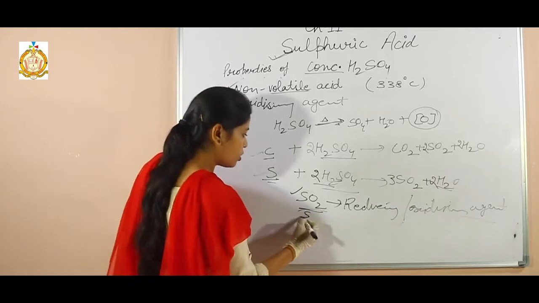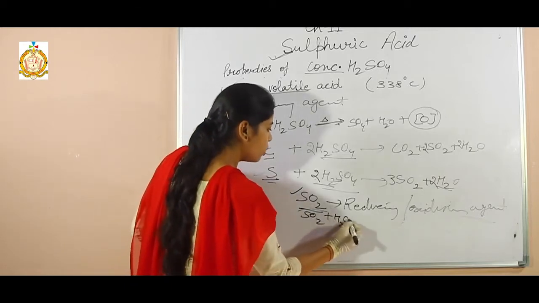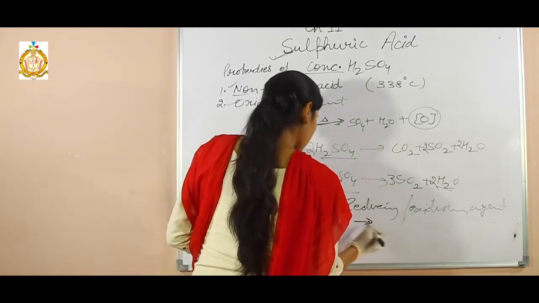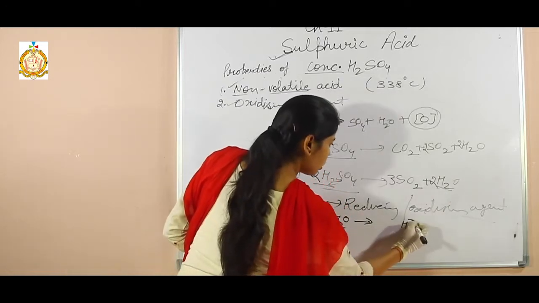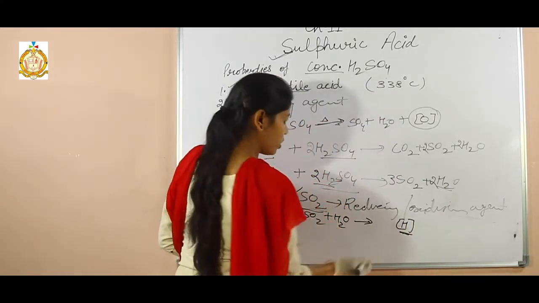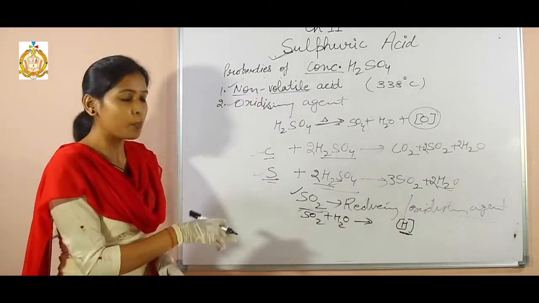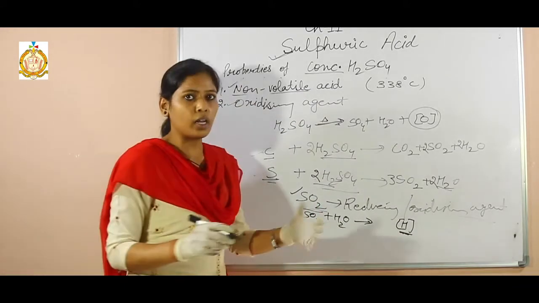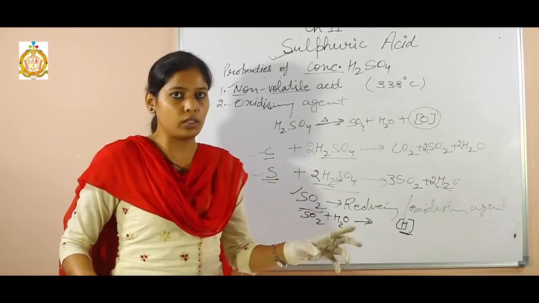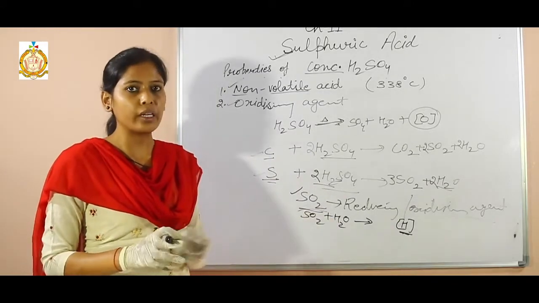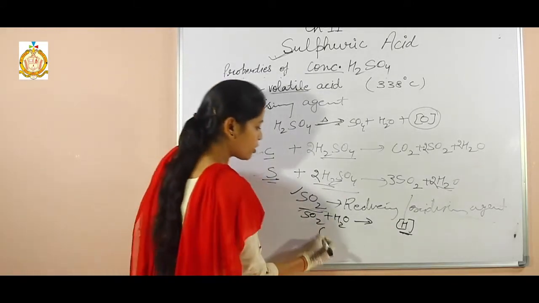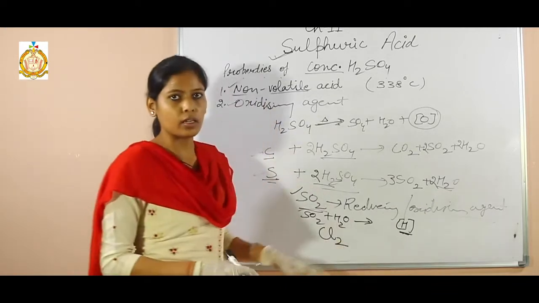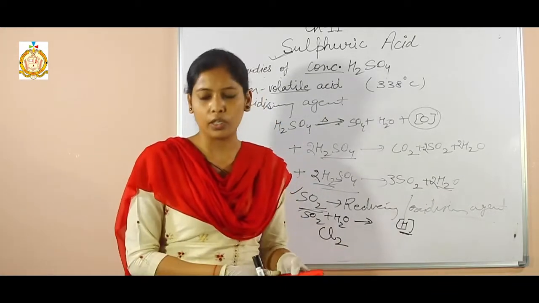Why is it a temporary bleaching agent? Because in the presence of moisture it gives nascent hydrogen that is responsible for the bleaching. Name the permanent bleaching agent. Which gas acts as a permanent bleaching agent? The gas is chlorine gas.